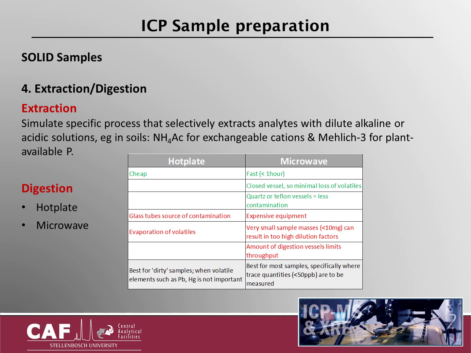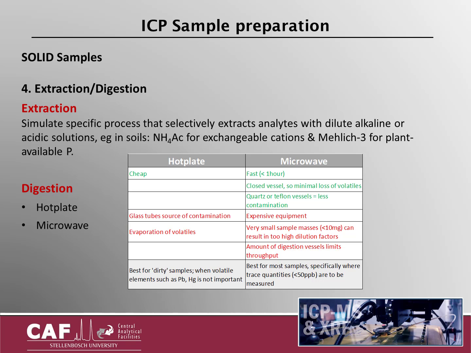If you have to work with very small sample masses, such as less than 10 milligram, you can end up having very high dilution factors just because you're adding a lot of acids that need to be diluted again. The amount of digestion vessels that you have access to limits the throughput, so you can have a carousel that has only 12 digestion vessels, or carousels that have 30 or 40, which could make the analysis slower or faster.